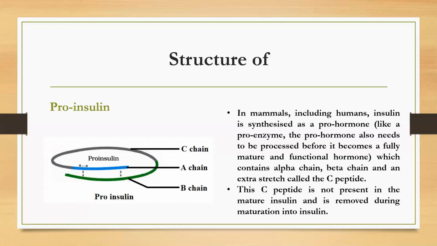I repeat, in mammals including humans, insulin is synthesized as a pro-hormone. Like a proenzyme, the pro-hormone also needs to be processed before it becomes a fully mature and functional hormone. So here the pro-hormone contains alpha chain, beta chain, and an extra stretch called the C peptide or the C chain. This C peptide, the connecting chain, is not present in the mature insulin and is removed during the maturation into insulin. That means the active insulin is made up of only 2 polypeptide chains.